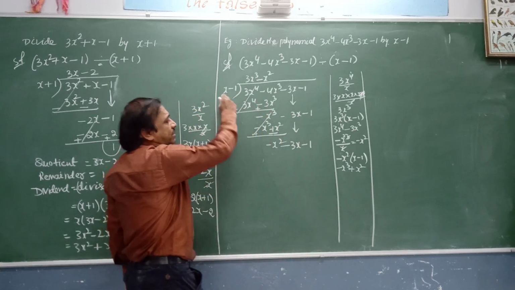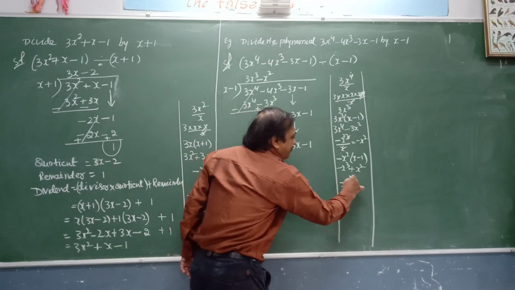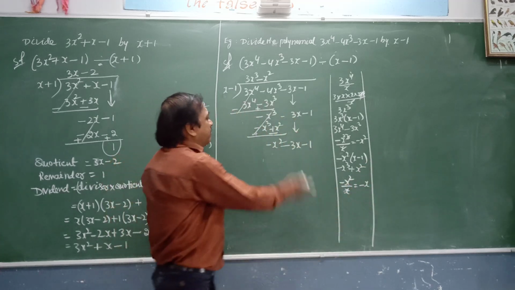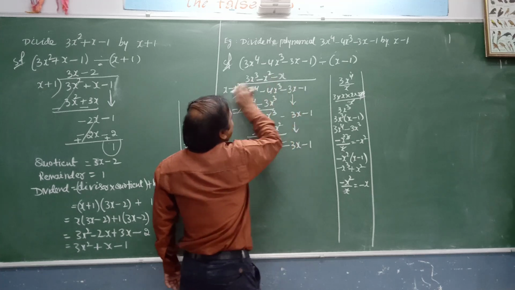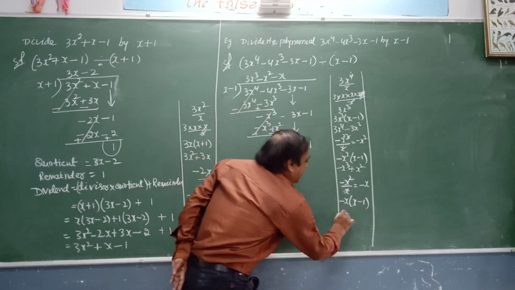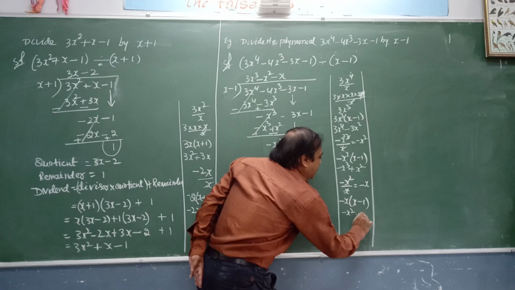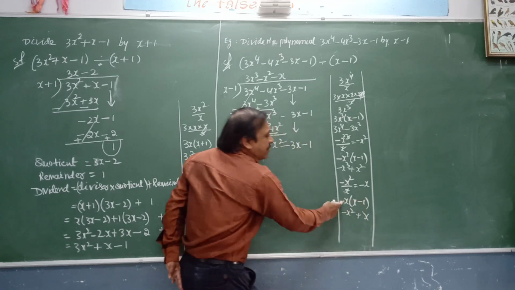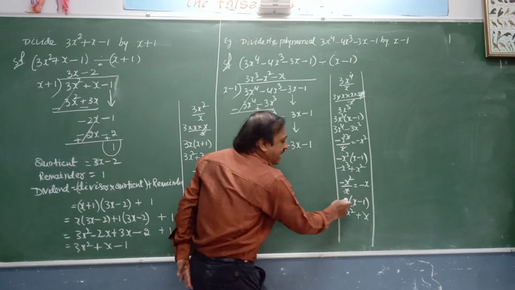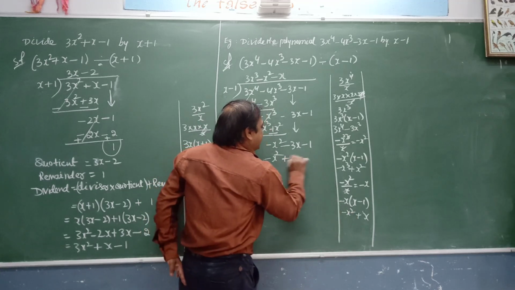Now minus x square by x. If you cancel 1x and 1x, x will be left over. That is minus x. So minus x into x minus 1. Minus into plus, minus x square. Minus into minus, plus x into 1, x. Here minus x into x, minus into minus, minus into plus, minus x into x square. So minus x square and then plus x.